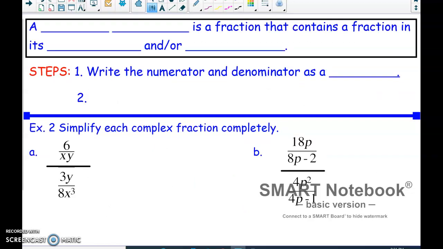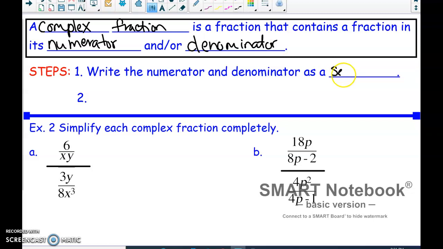All right, let's go to the next examples. So this says a complex fraction is a fraction that contains a fraction in its numerator and/or in the denominator. Okay, so write the numerator and the denominator as separate fractions.